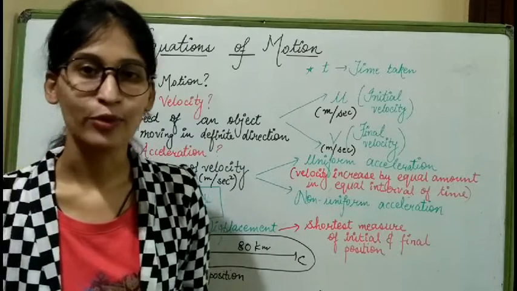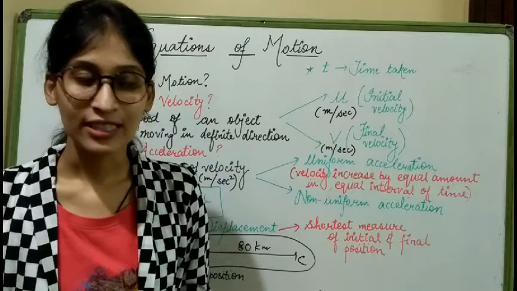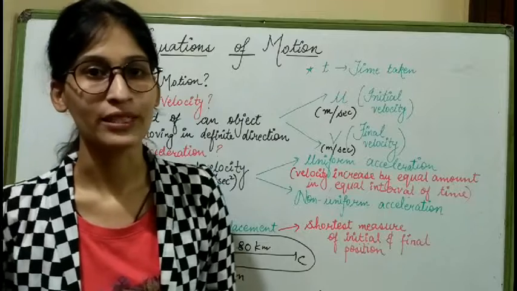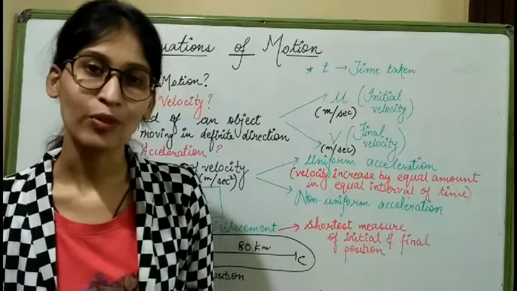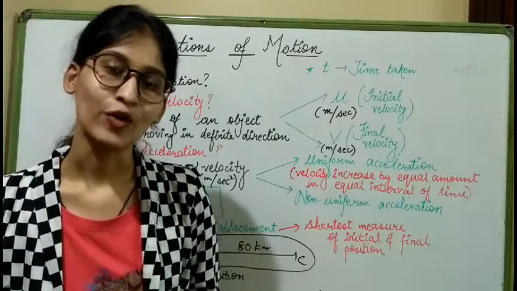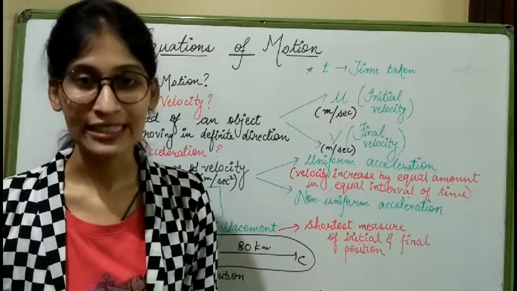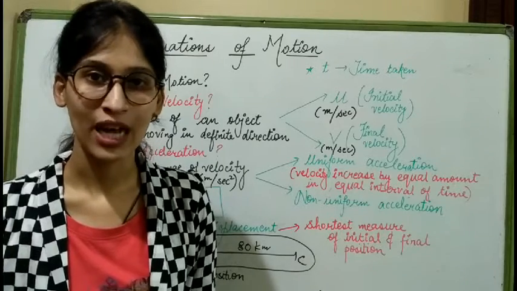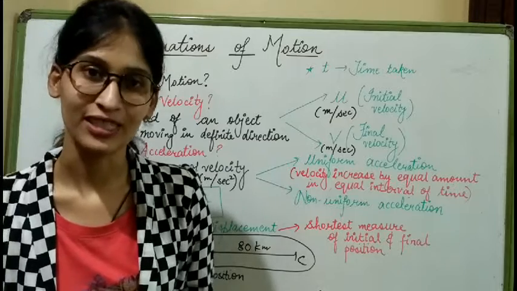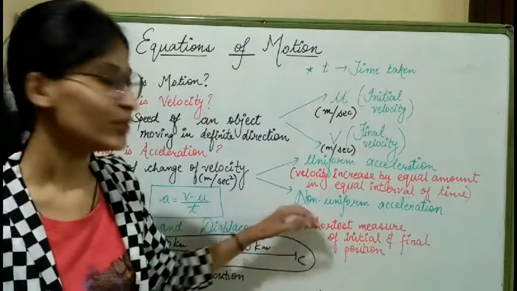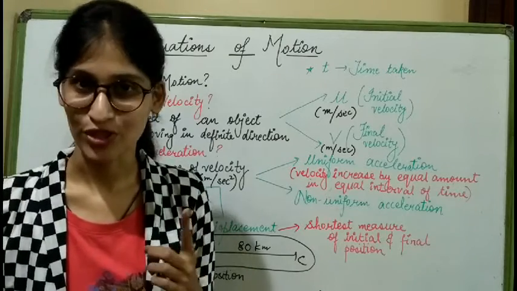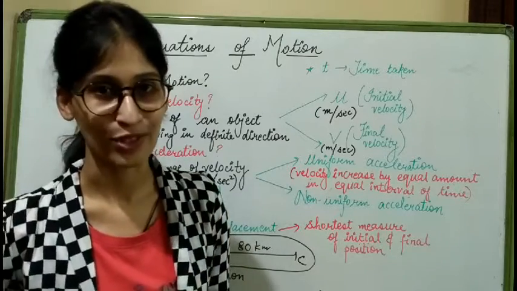But consider a car moving on a road and it keeps on changing its speed in different intervals of time. For example, in the first hour, the car was traveling with a speed of 40 km per hour. But for the second hour, it has gained a speed of 50 km per hour. So at different intervals of time, its speed was different. So this was an example of non-uniform acceleration. So till now we are done with motion, velocity and acceleration.